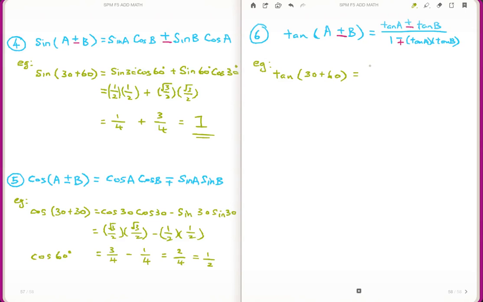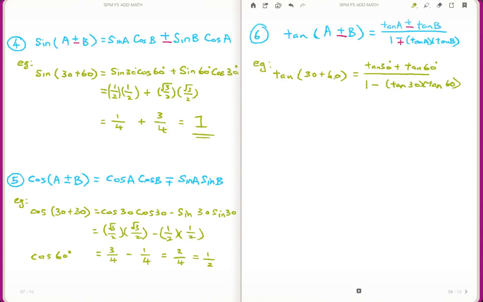So here, first, draw a long line between the equal sign. So tangent 30 plus tangent 60 degrees over 1. If it were to be plus, the denominator will be minus. Okay, tangent 30 times tangent 60.